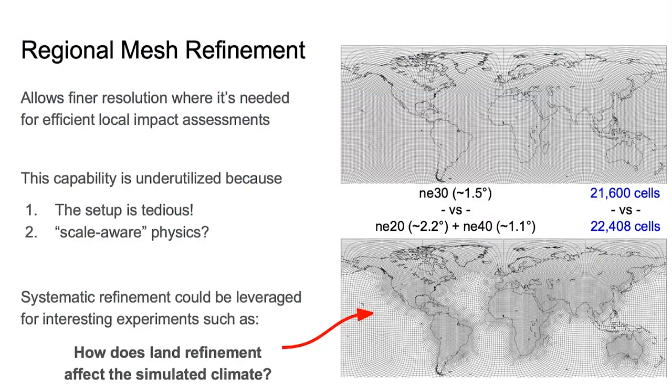But it's underutilized, and I think there's two main reasons for that. The first one is that the setup is pretty tedious. It's straightforward, but you can get kind of hung up on certain parts of it. And the other one is this big, long-standing question about scale-aware physics. I have a lot of thoughts about that. If somebody wants to ask about that in the Q&A, it'd be fun to talk about. But I'm not going to talk about that here.